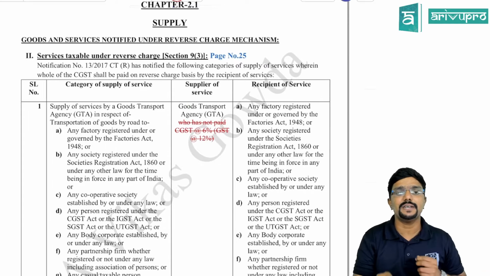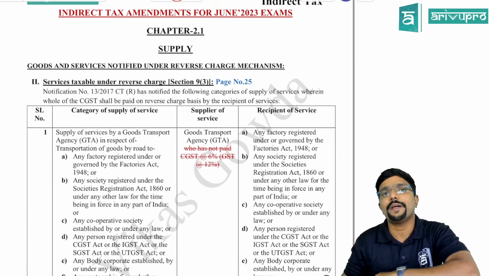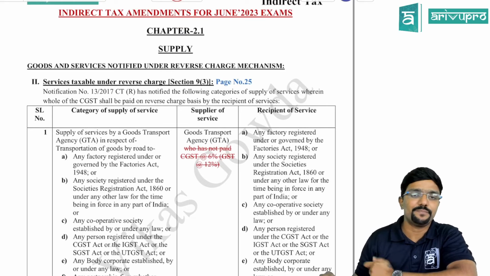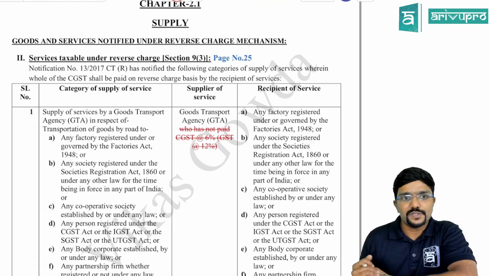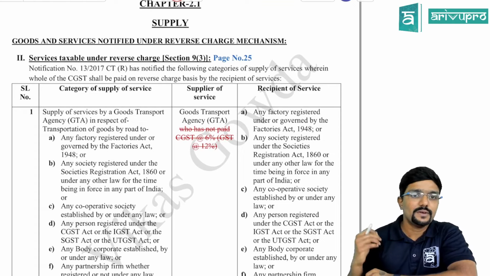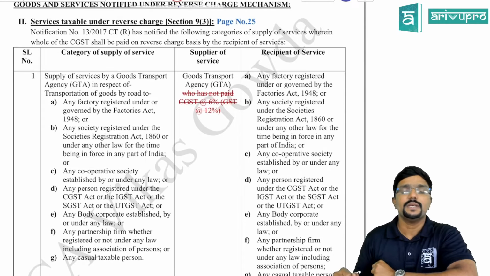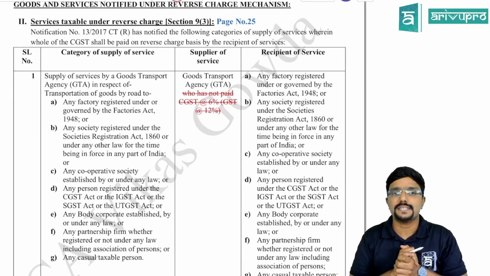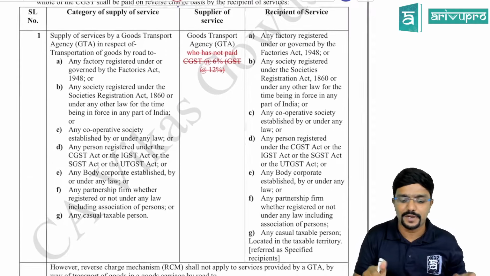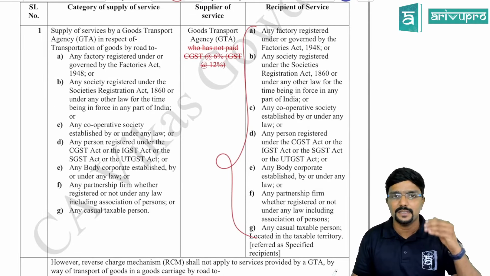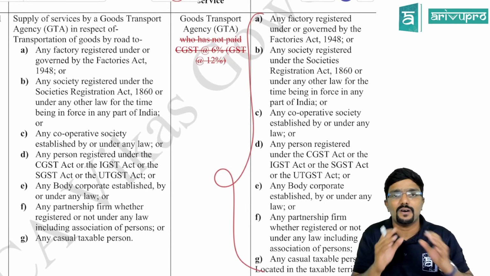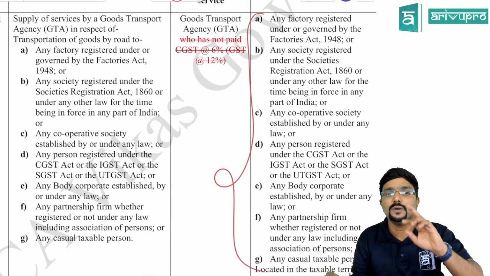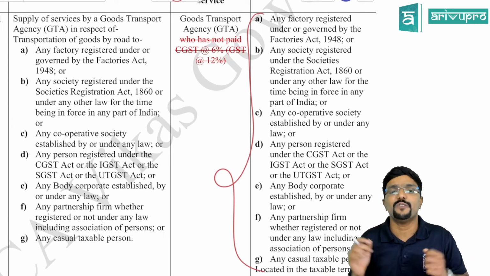So the first amendment is with respect to chapter 2.1, which talks about supply. There, under reverse charge mechanism for services, come to page number 25. There, first item: if the GTA is providing services to the following recipients, then if GTA is not paying CGST at 6% or the total tax at 12%, only then the RCM was applicable.